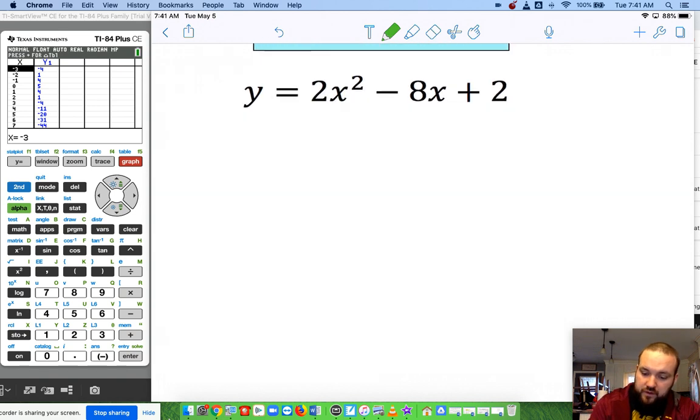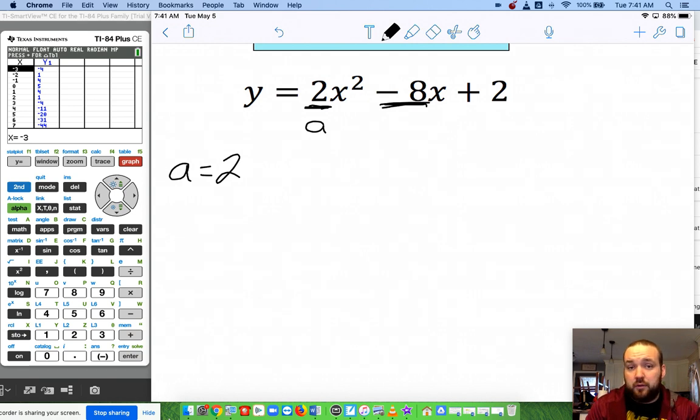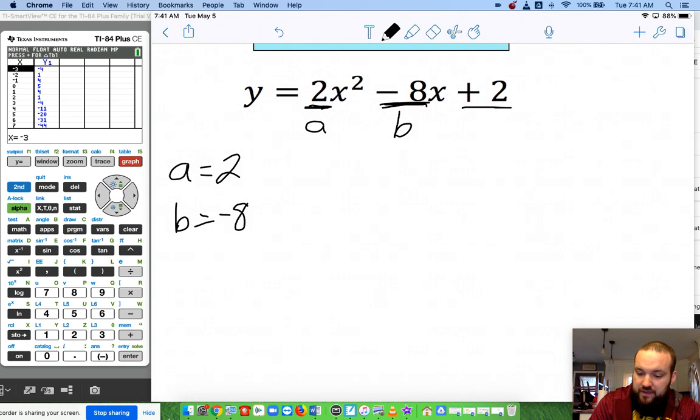So what I'm first going to do is label my a, b, and c values. The number in front of x squared is a. So over here on the side, I'm going to say a equals 2. The number in front of plain x, so the number in front of x with no exponent, is my b value. It's important that you include the negative sign and call that negative 8. Our b value is negative 8. And then finally, our c value is positive 2.